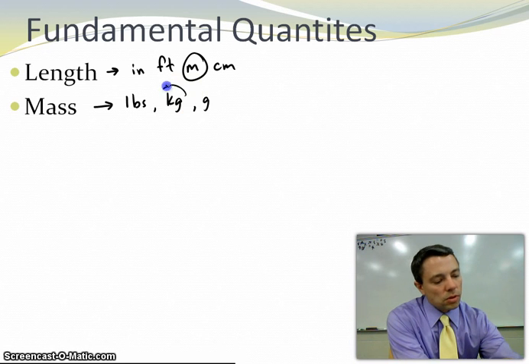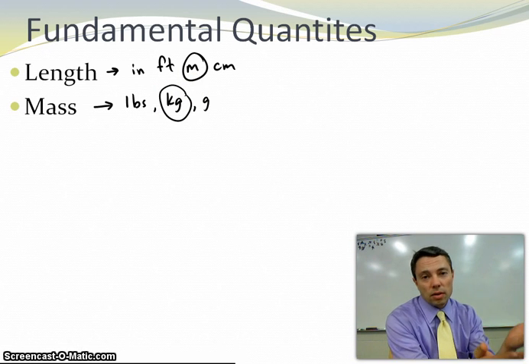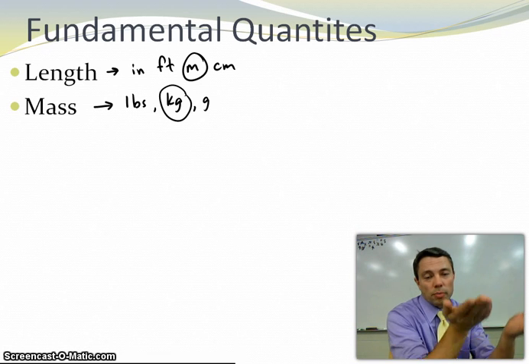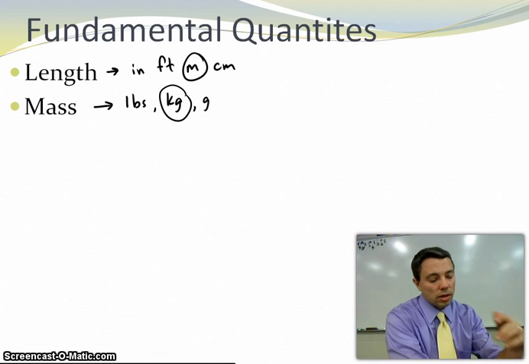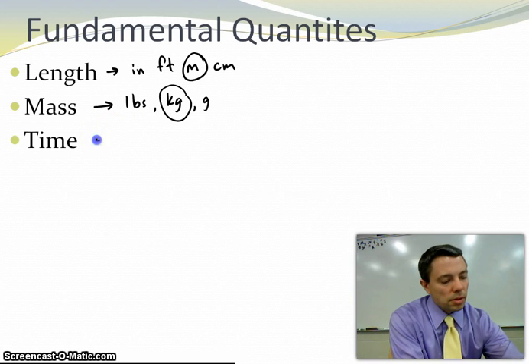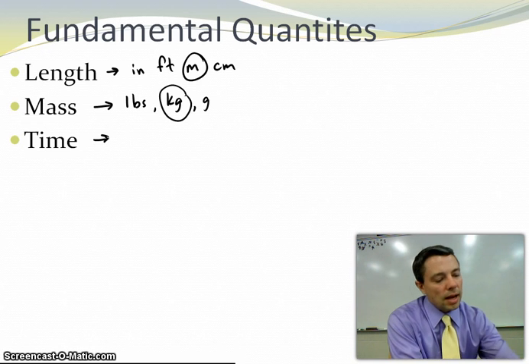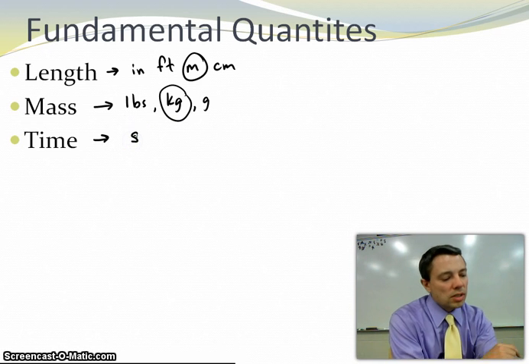The SI unit, though, is the kilogram. Okay, so that's typically what we like to see, is kilograms. The tool that we use for that is a scale or a balance. So we either use a balance or we can use an electronic scale. Time is something that we like to measure. We typically measure time in years, days, months, hours, minutes, seconds. But the SI unit is always going to be seconds.